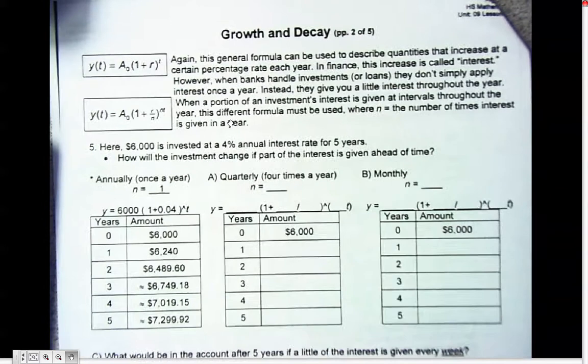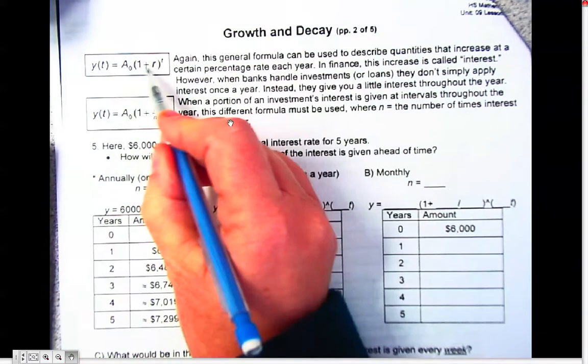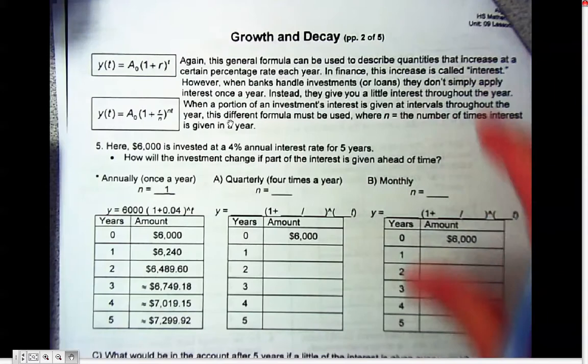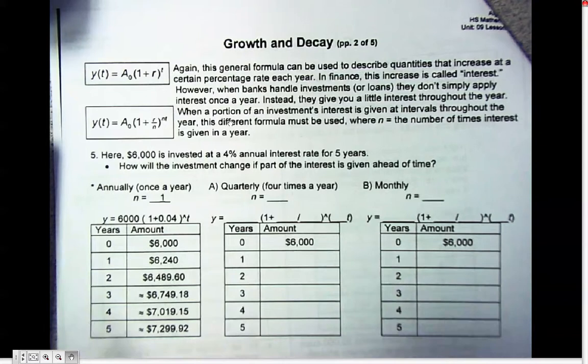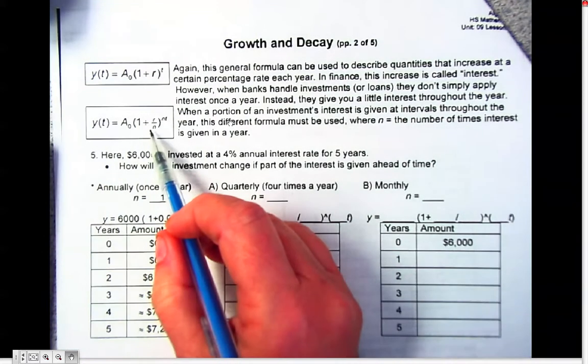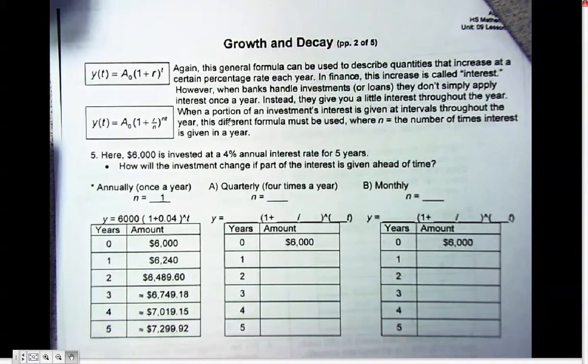Okay, we turn the page. Growth and decay, more growth and decay. We have the same formula that we had before, but without the minus. We're just doing increasing exponentials right now. And we have this other different formula. Okay, again, this general formula can be used to describe quantities that increase at a certain percentage rate each year. In finance, this increase is called interest.